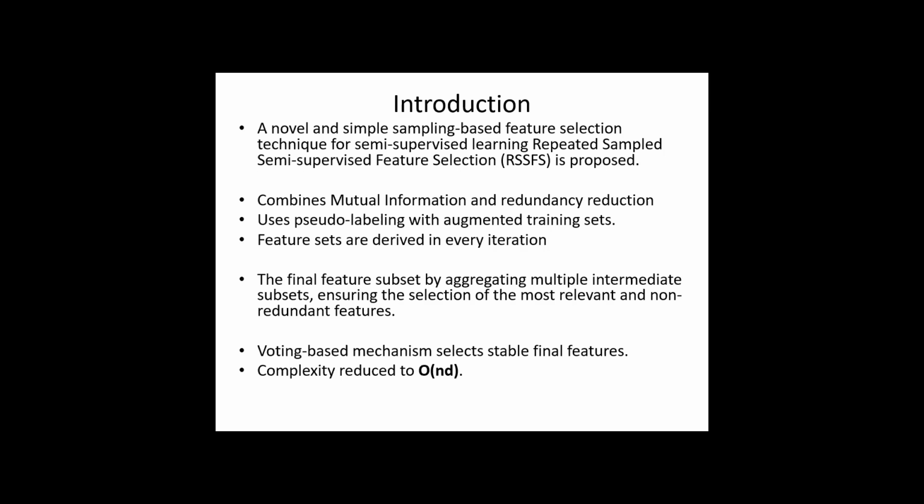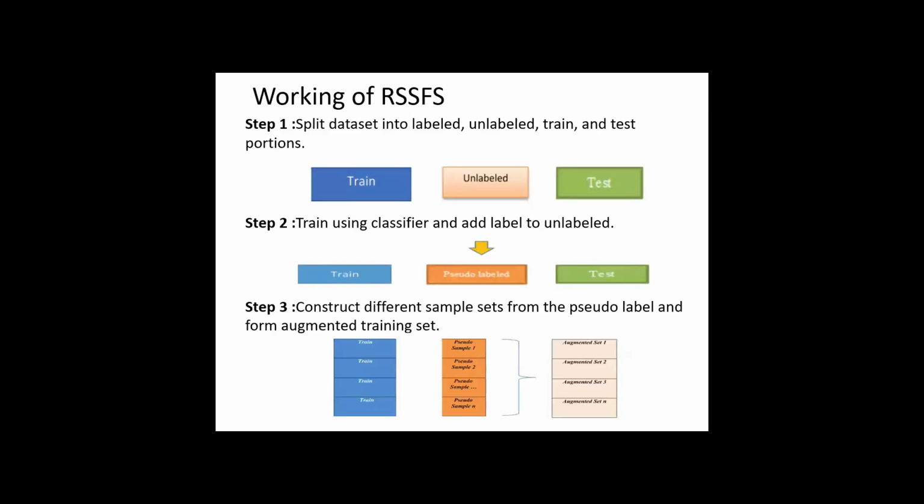That is where the concept of stability comes in. And in short, the complexity comes to O(ND), where N is the number of rows and D is the number of columns. So just a snapshot of how it works.